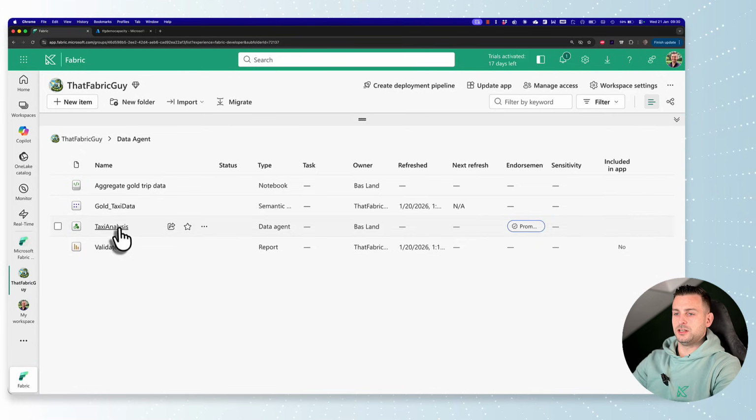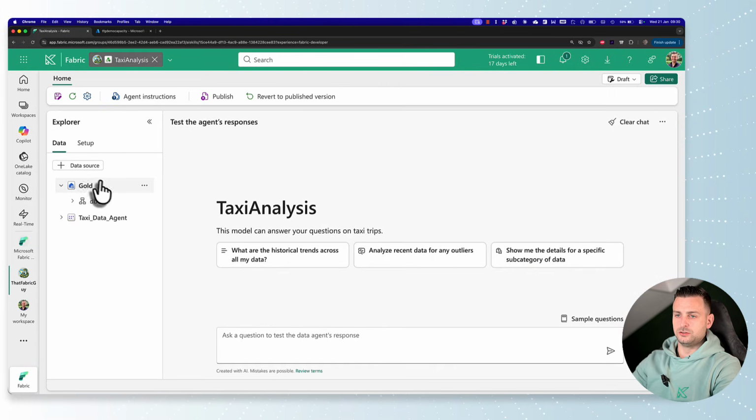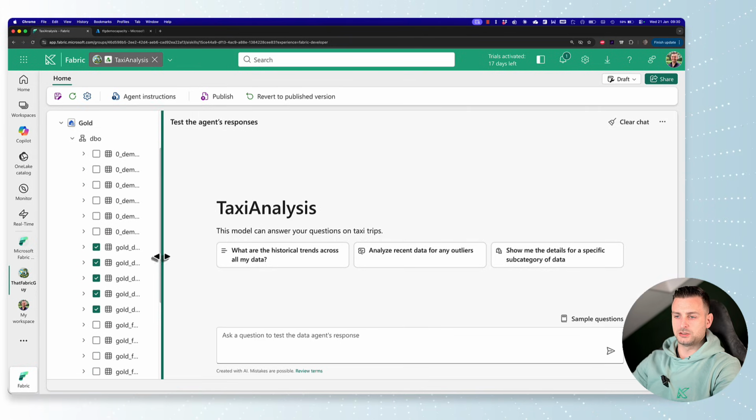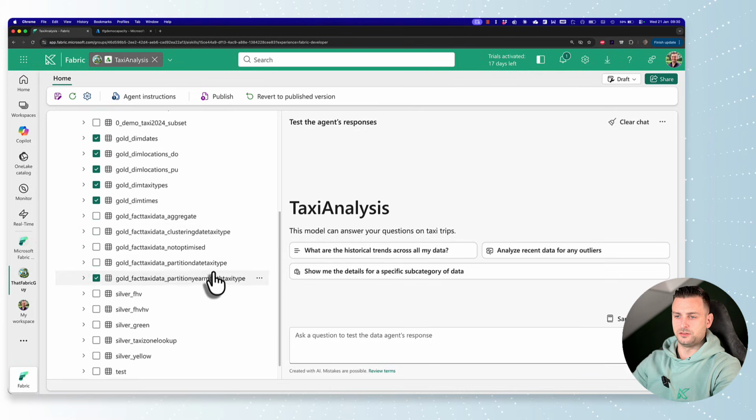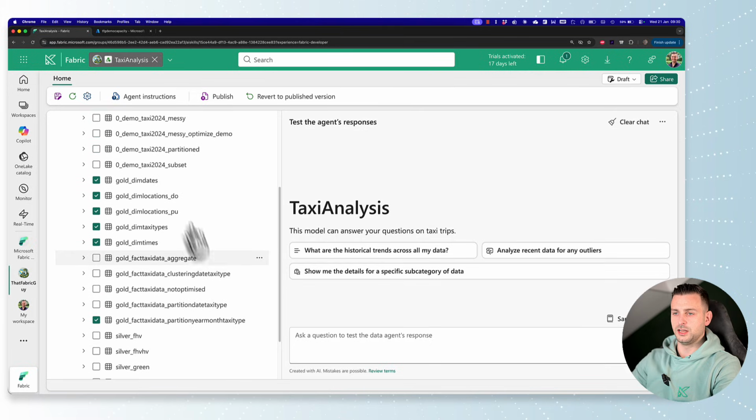So in the data agent that I created, I've added two data sources. Gold is my Lakehouse. That is the Gold Lakehouse that contains all the taxi information. And as we can see here, I've selected a few tables that are available for the data agent. It's dim dates, dim locations, drop off and pick up, taxi types, times, and then it's fact taxi data that is partitioned by year, month, and taxi type.